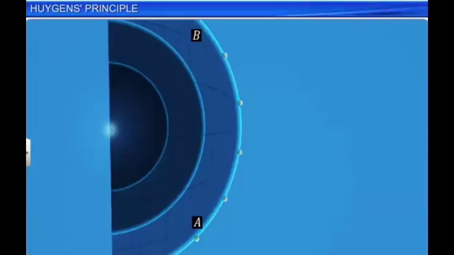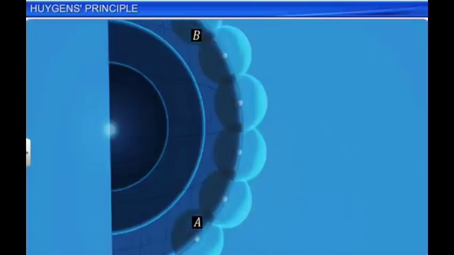The secondary wavelets must be directed backward as well as forward from the secondary point sources. If this were correct, we would get a surface such as A'B' as a back wave. But experimental results do not show the presence of any such back wave.